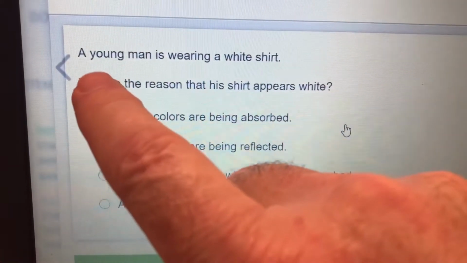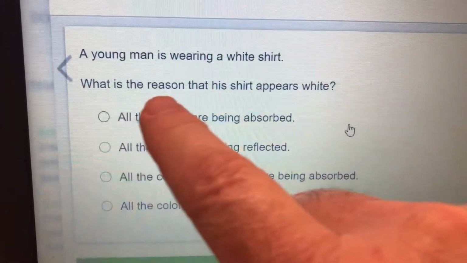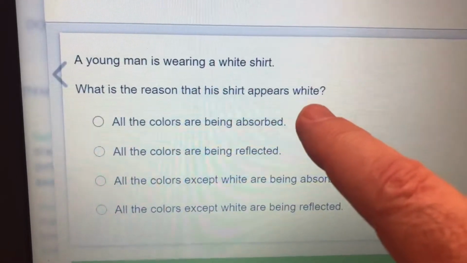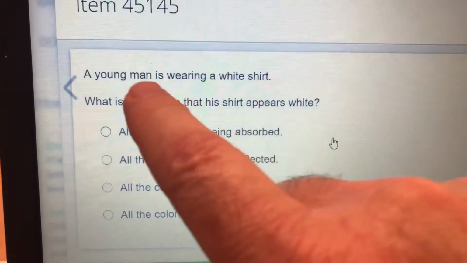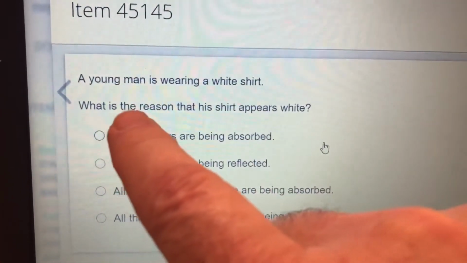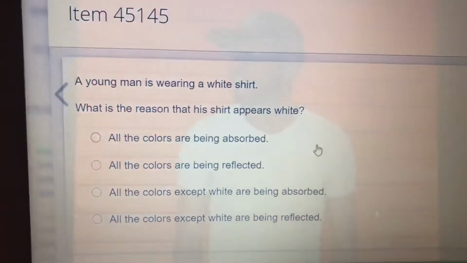All right. So a young man is wearing a white shirt. What is the reason that his shirt appears white? Let's read it one more time. Make sure that we know what's happening. So a young man is wearing a white shirt. What is the reason that his shirt appears white? So a guy's wearing a white shirt, right? Why is it that what we see is white? Why is that color white? What's going on with light waves?